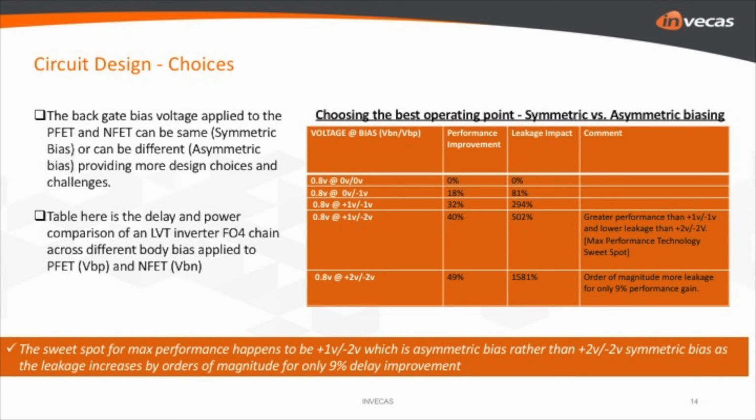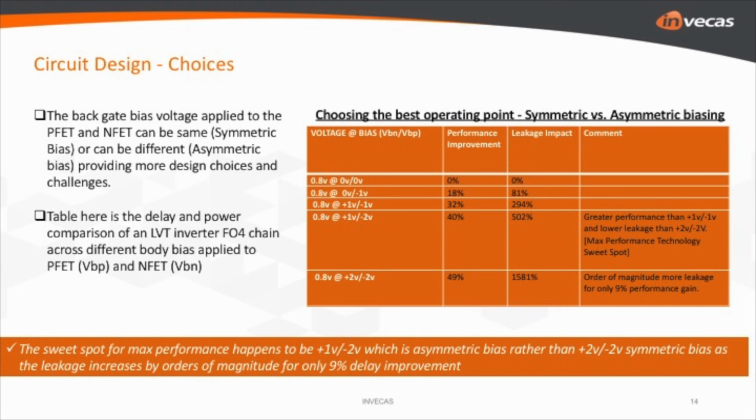What 22FDX also offers is you can choose the best operating point, that is comparison of symmetric versus asymmetric biasing, where not necessarily your PFET and NFET biasing voltage are identical. So the backgate bias voltage applied to the PFET and NFET can be different, which is called asymmetric biasing, and it provides more design choices and challenges.